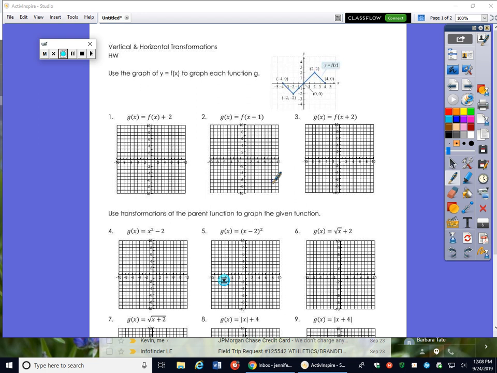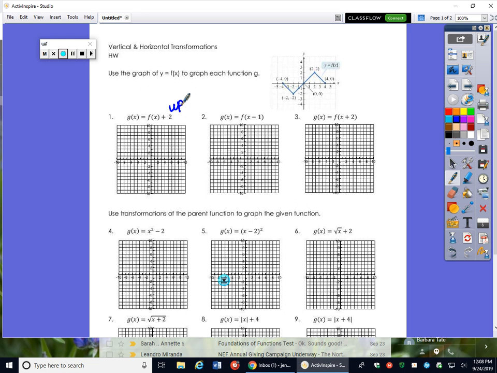Remember that inside the function is considered right or left, and that's opposite of what you see. And outside the function is up or down, and that's exactly how you see it. So this plus 2 is on the outside of the function. So they want us to translate that. That's going to tell us that we want to go up 2. It's exactly what you see. The plus sign tells you up.